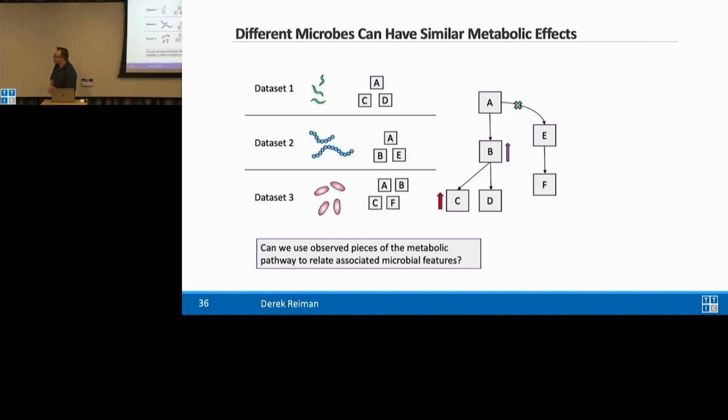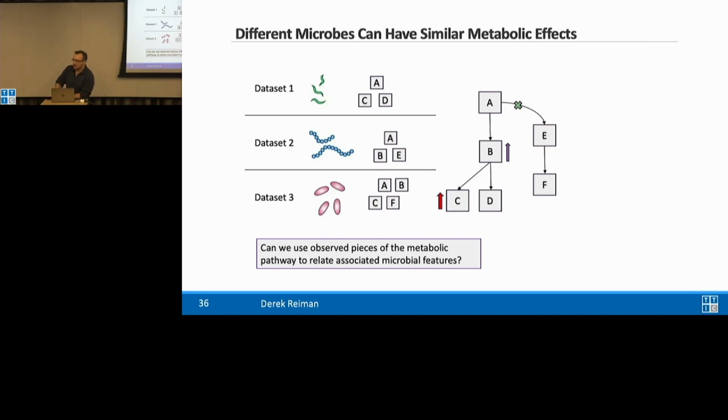So say in data set 1, we observe A, C, and D. Data set 2, we observe A, B, and E. And in data set 3, we observe A, B, C, and F. Well, now we do have a way, because we can associate the microbes from data set 1 with these metabolites A, C, and D.